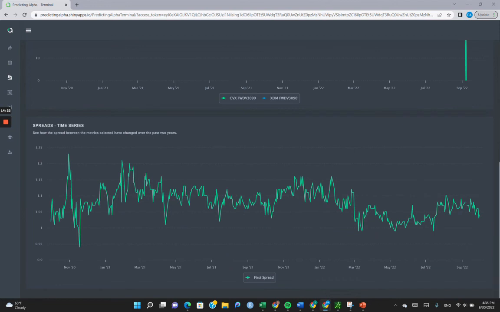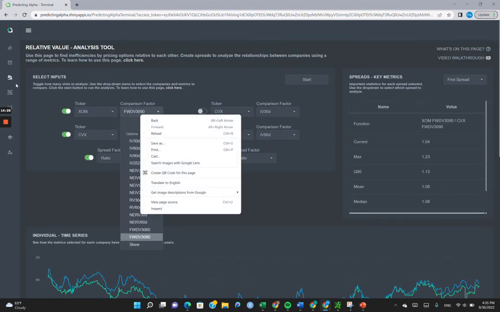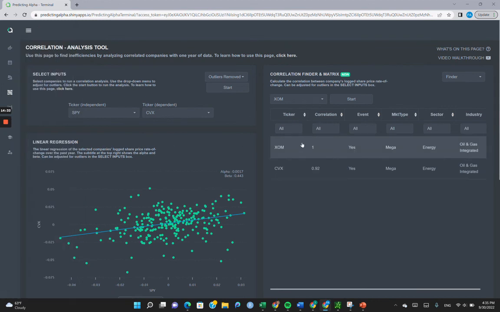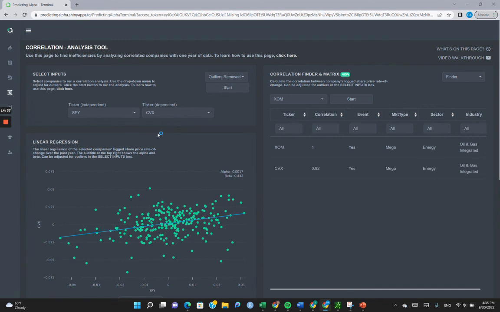But like I said, guys, there's a million different things that you can use the Predicting Alpha relative value tab for. And couple that with the correlation tab, it can be really easy to find correlated assets and compare them. And you can make your own assumptions of whether this is expensive or this is cheap.